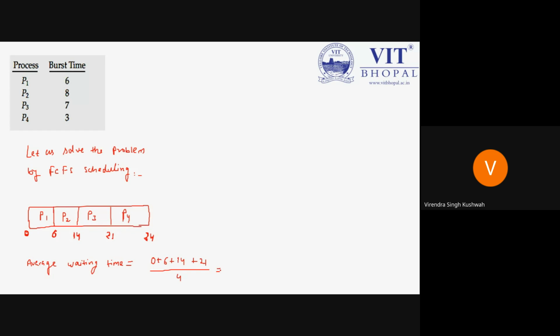0 plus 6 plus 14 plus 21 divided by 4. So can anyone tell me what we are getting? So 10.25 milliseconds. 10.25 milliseconds. Super answer we are getting from the students.